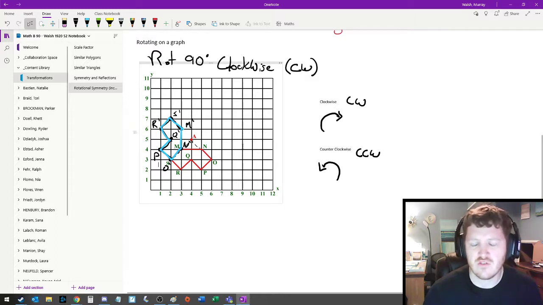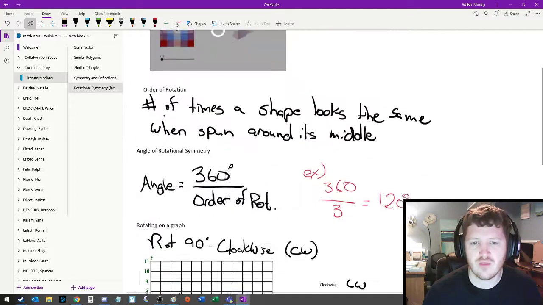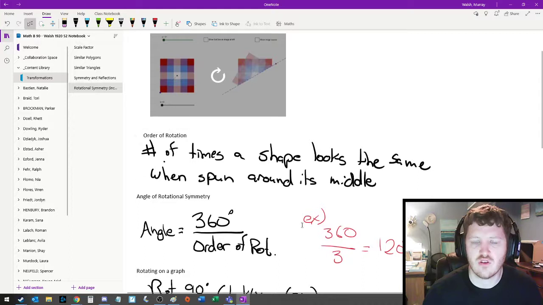The rotation information and lesson on Cyber School is quite good, so that's why I was okay to just do one example here. The rotational symmetry and the order of rotation I felt needed a bit more fleshing out, so that's why we went through more detail there.